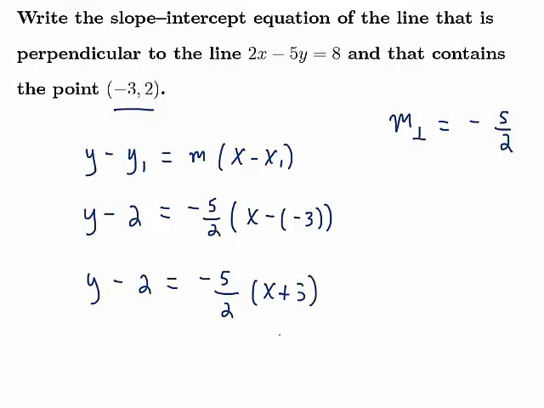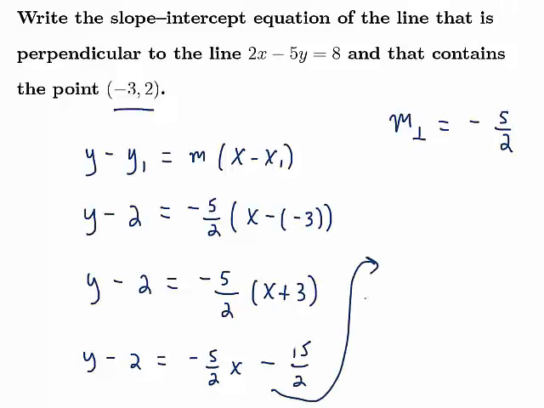So we add 3. And we'll use the distributive property on the right-hand side, giving us y minus 2 equals negative 5/2 x, and negative 5/2 times 3 would be negative 15 over 2.